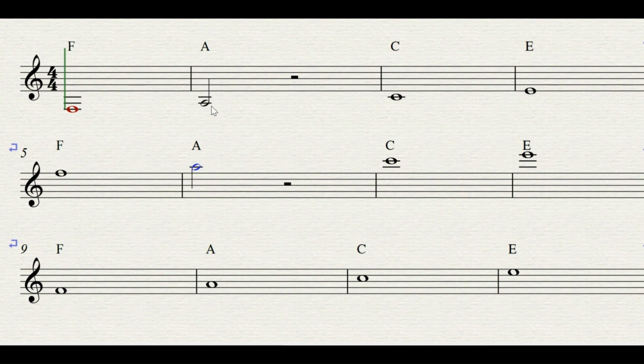The general rule is that the stems must be within the staff. Within. So not jutting out of the stave. It must be up in the stave.